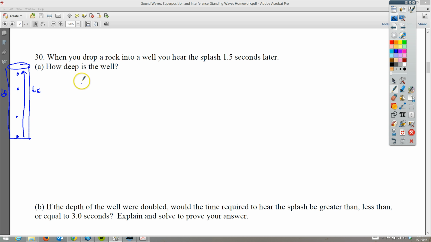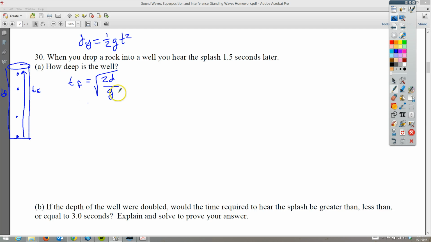So to do this one, we need to do 2 equations. The first one's going to be the time to fall. And we know the time to fall should be just related to the equation dy is equal to 1/2 gt squared. So if we solve this equation for TF, we should get the square root of 2 times d, and we won't put the y in, and we're going to divide that by gravity.